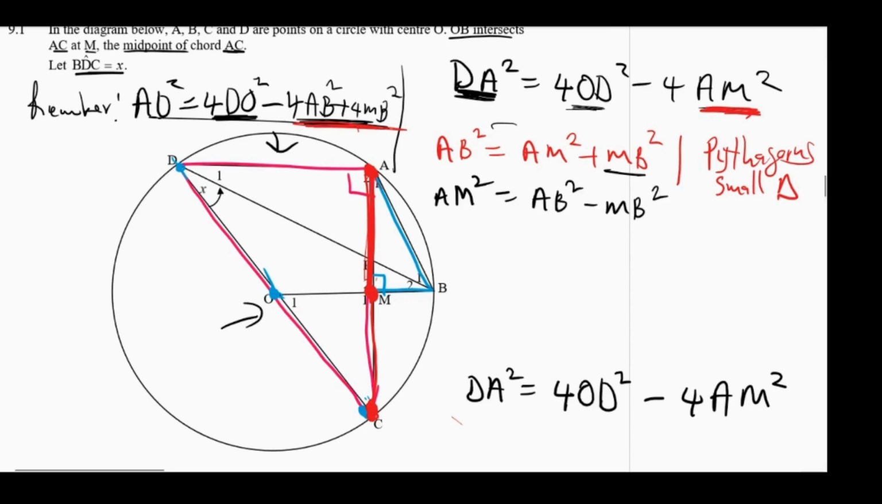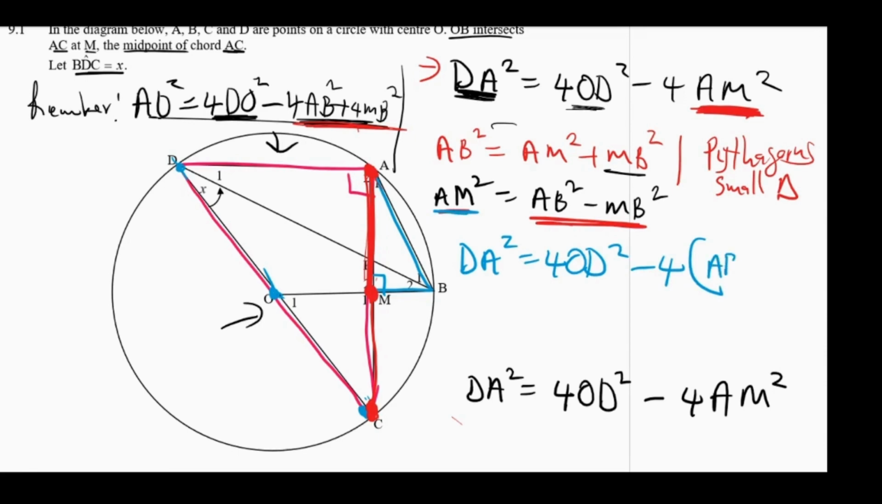So when we see AM here, we will put AB squared minus MB squared. So we're just going to substitute it here in this AM squared. Meaning we will have DA squared is equal to 4OD squared minus 4 into, so AM squared is equal to AB squared minus MB squared.